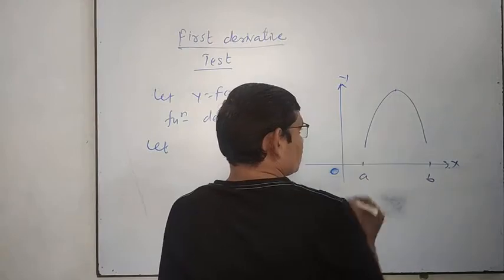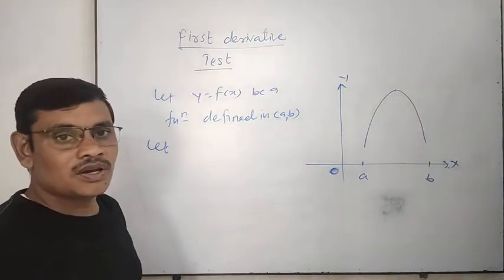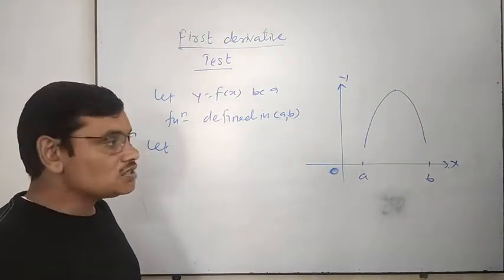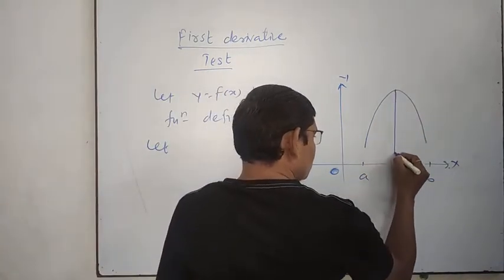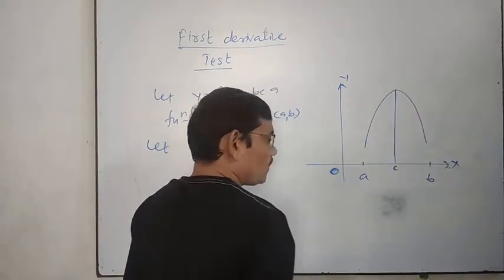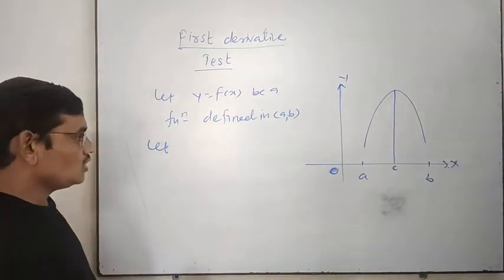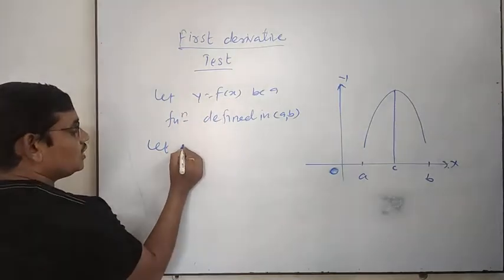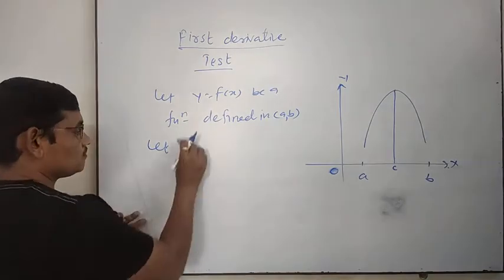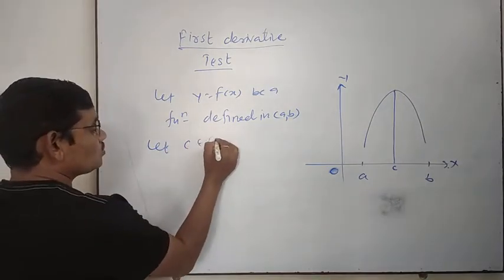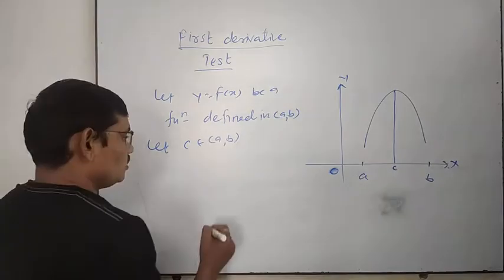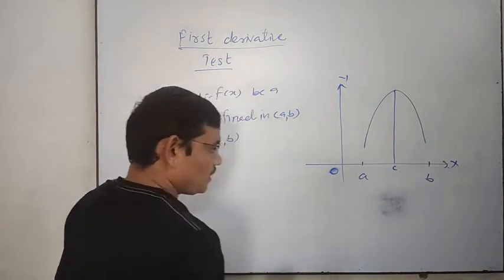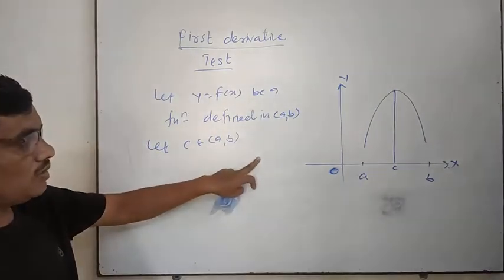Now we take a point where the function is maximum. Let this point be point C. So let C belongs to AB be a point in the interval AB. C is a point in the interval AB.